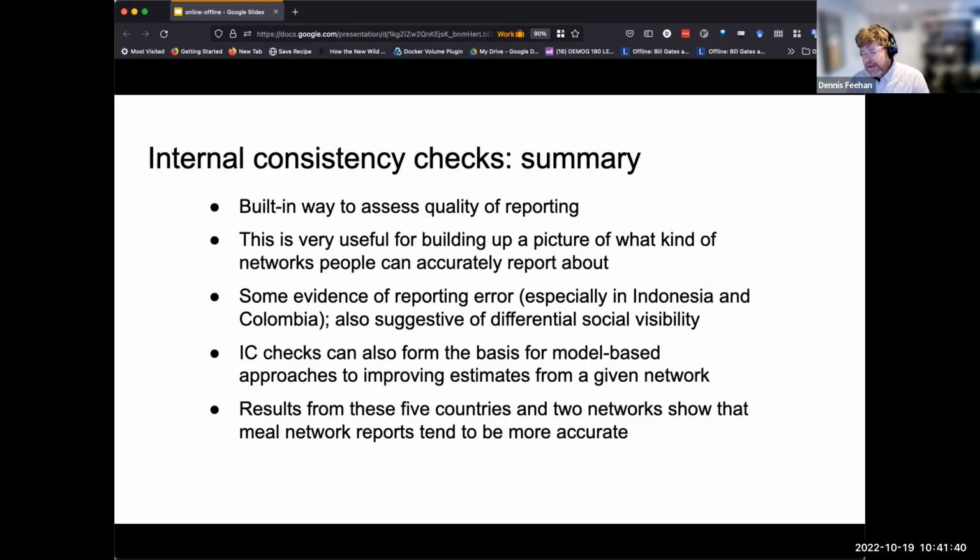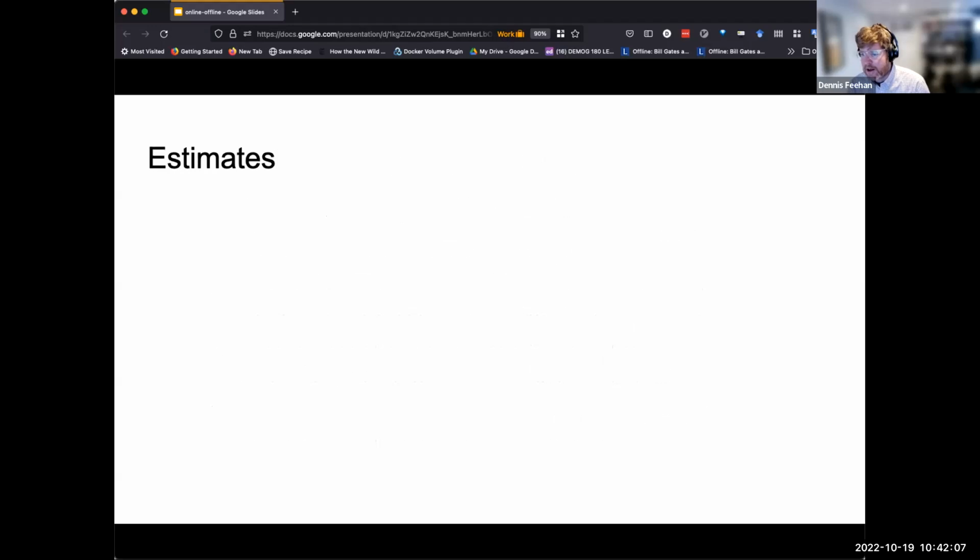You could also imagine these internal consistency checks forming the basis of part of a more model-driven strategy to estimating these data, because that's a set of things that need to be true, and so you can base some kind of loss criterion on those internal consistency checks if you're interested in building a model here. And substantively, we saw that in at least 3 out of the 5 countries in our sample, the meal reports look like they're pretty clearly more accurate.